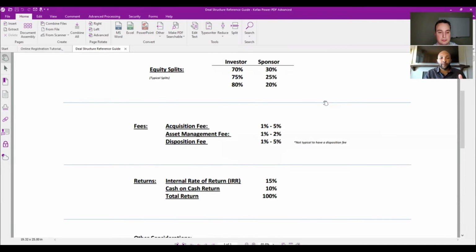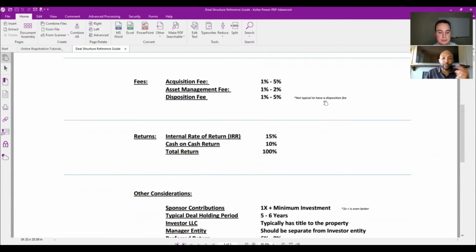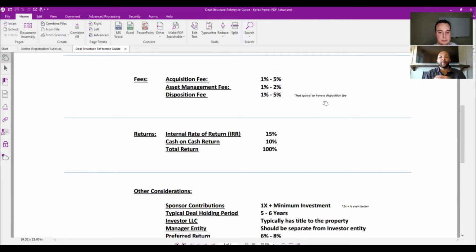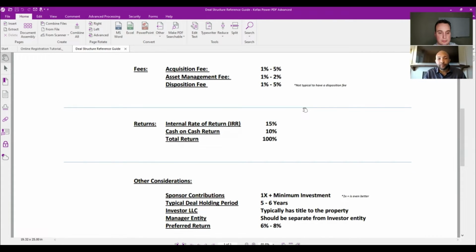Then if you scroll down, we have the fees, right? We have our acquisition fee, our asset management fee, and also the disposition fee. Those range between 1% and 5% for the acquisition fee, between 1% and 2% for the asset management fee, and between 1% and 5% for the disposition fee.